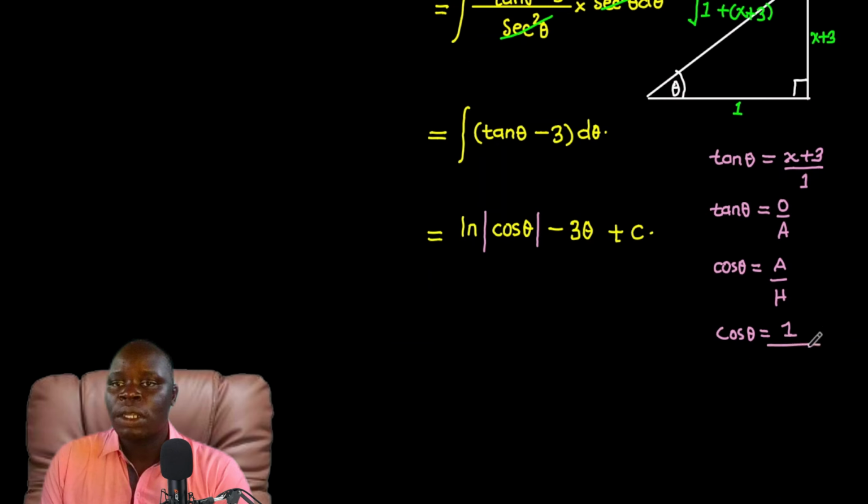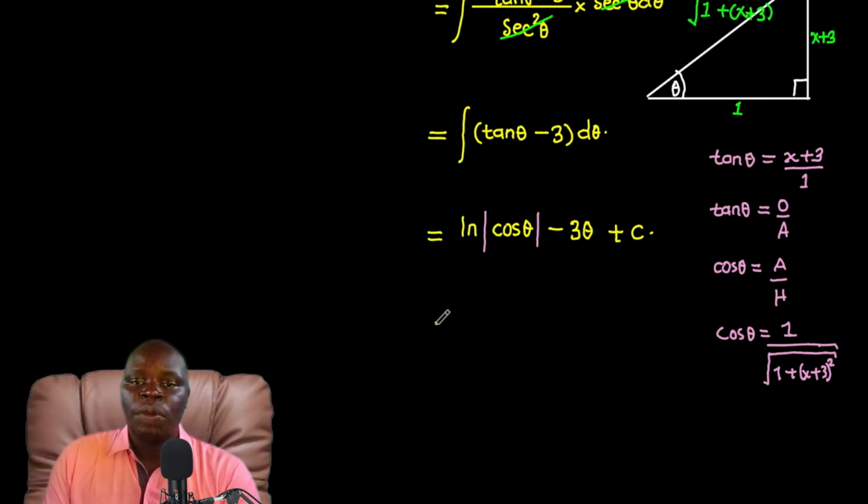over hypotenuse. And now hypotenuse is under root of 1 plus x plus 3 square. So from here, we can move on to our solution and replace these parameters by this. So let's continue, and since we have a fraction somewhere, we can make this a little bit longer to accommodate our fraction here.